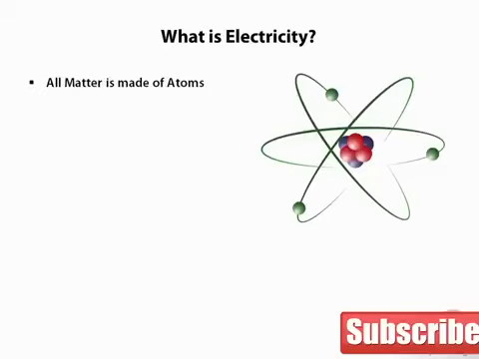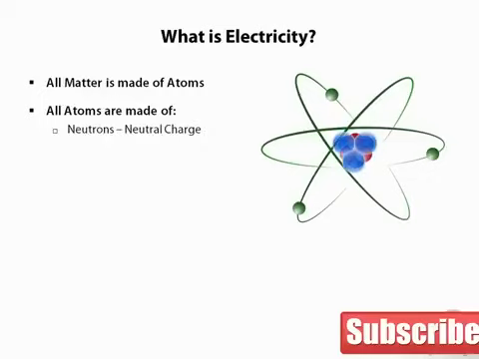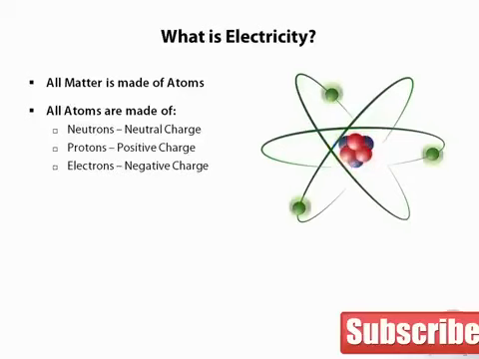All matter is made of atoms. This is a diagram of a lithium atom. All atoms are made up of neutrons, protons, and electrons. Neutrons have a neutral electric charge, protons have a positive electric charge, and electrons have a negative electric charge.